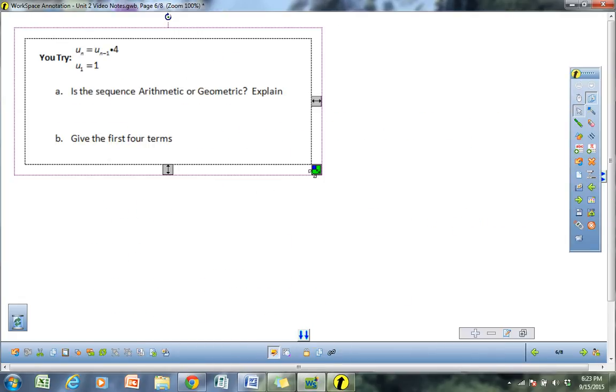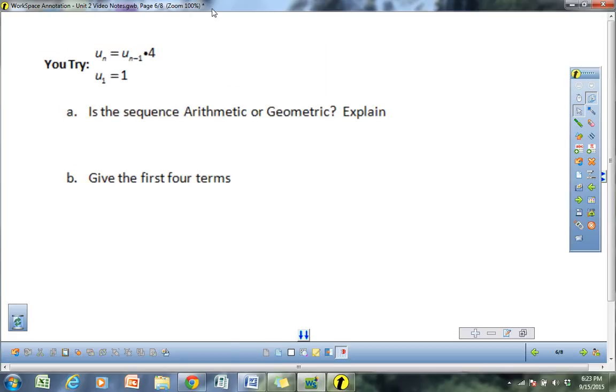Alright. Please try the U-Try. So we have u sub n equals u sub n minus 1 times 4. u sub 1 is equal to 1, and n is greater than or equal to 2. So at this point, hit pause, and when you're done, hit unpause so you can check your answer. Is the sequence arithmetic or geometric? Explain. This is going to be a geometric sequence because you are multiplying by 4. Find the first 4 terms, and you're going to get 1. 1 times 4 is 4. 4 times 4 is 16. And then multiply by 4 again, we get 64.